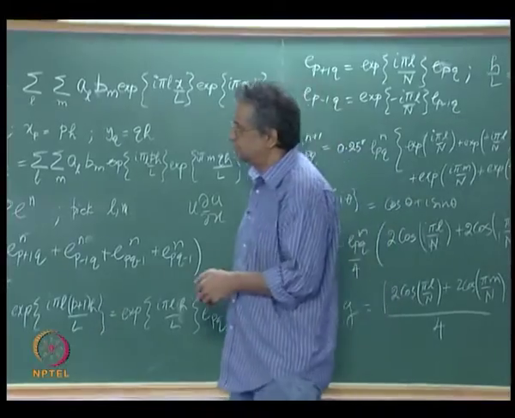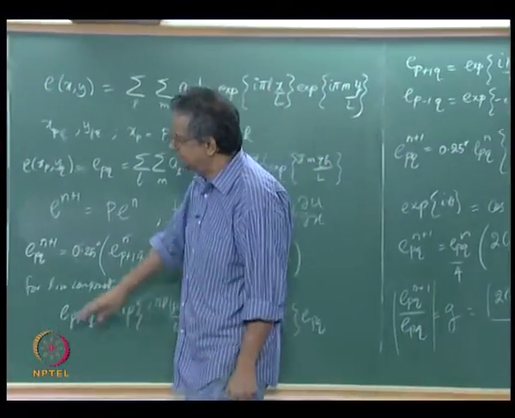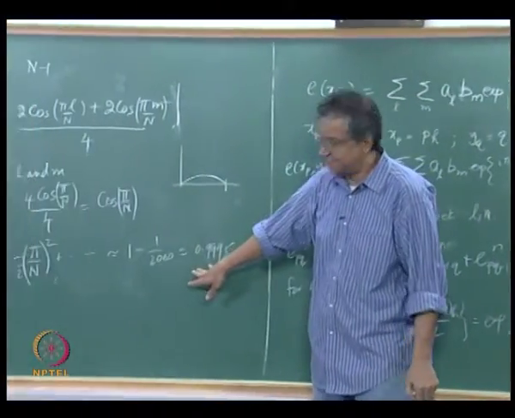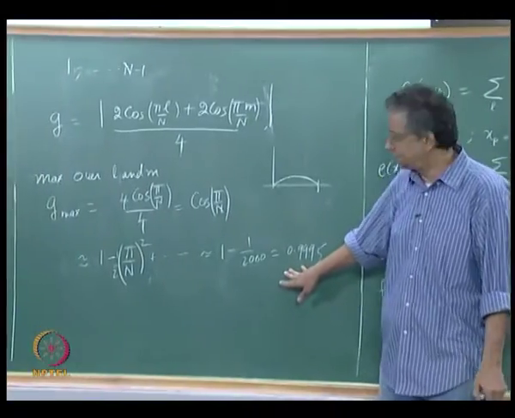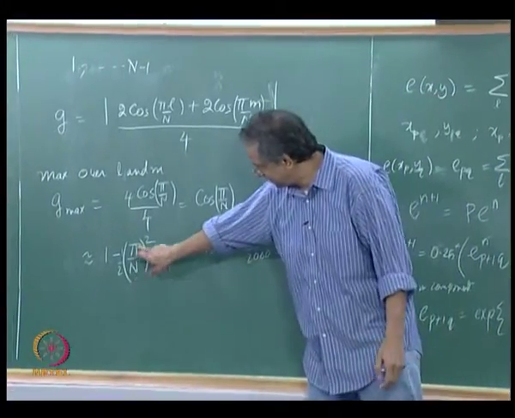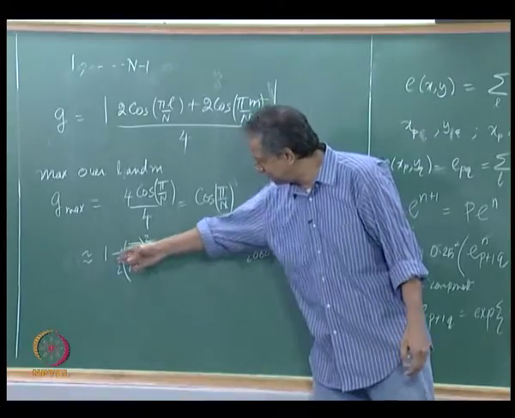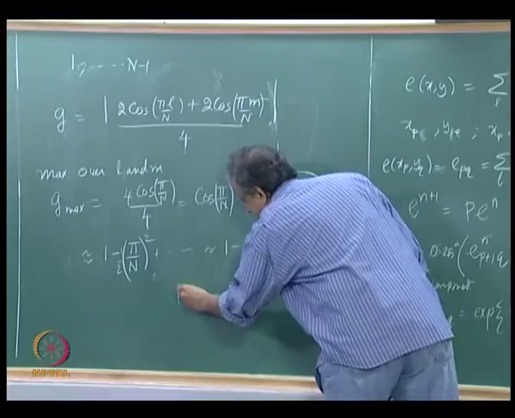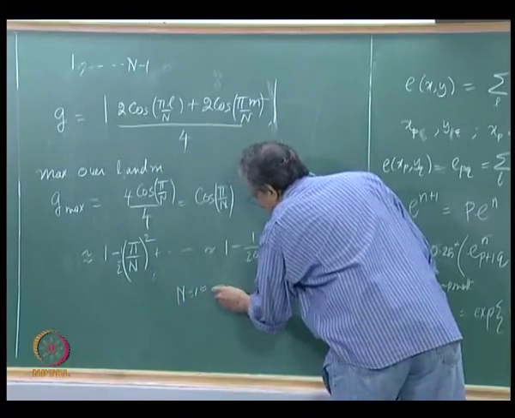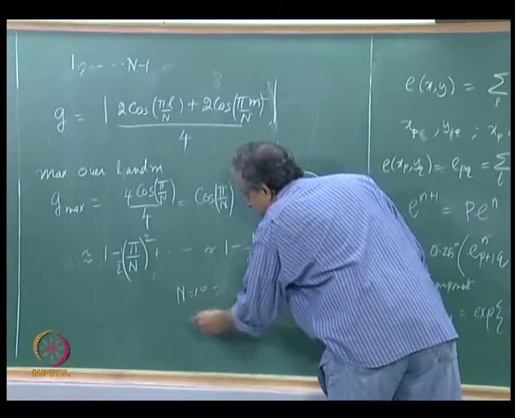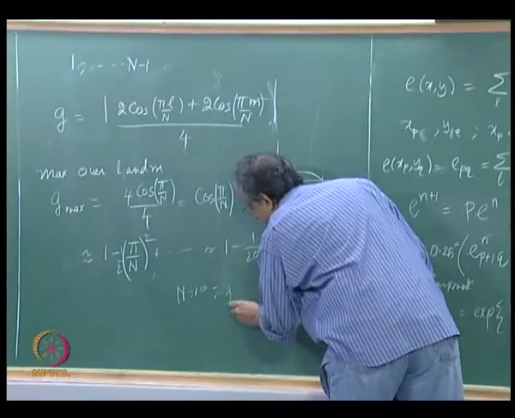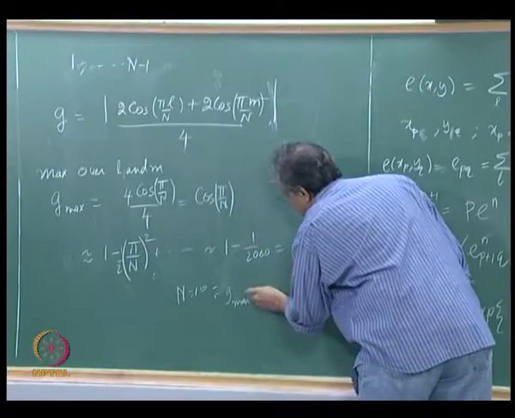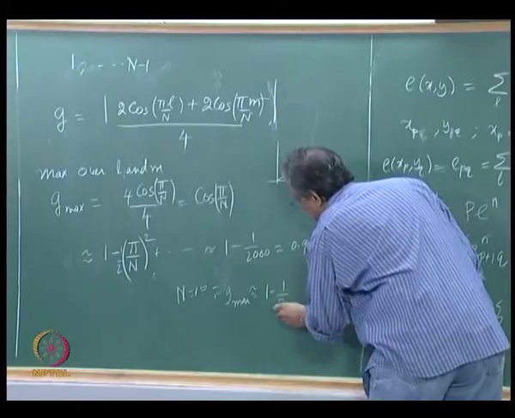Okay, so you can see that if you try to get any sensible n, even n equals 10, it is going to give you G max of about 1 minus 1 over 20, even for n equals 10.